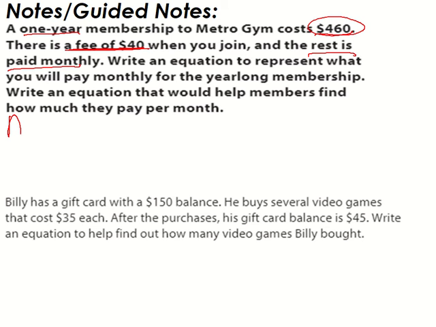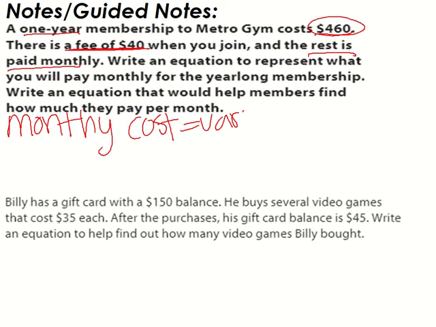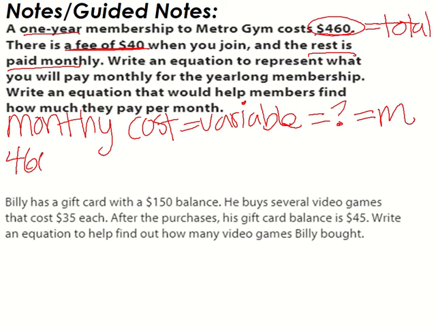Okay, so the monthly cost is our variable. So I'm going to use the letter M, because that's what we don't know. So it stands for monthly, right? Because we want to know how much it pays per month, right? We want to know how much am I going to pay per month. So since for the whole year, the total is $460, we know that when we take the monthly cost and combine it with the one fee, it's going to equal $460.